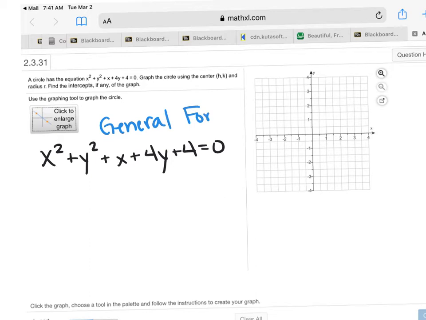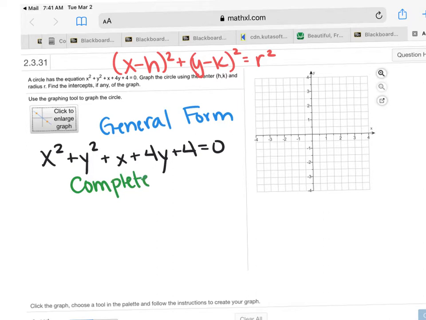If I want to write this in standard form, which is, remember, x minus h squared plus y minus k squared equals r squared, I have to do some rearranging. I'm going to do a process called completing the square. This is an algebraic technique that we can use to get perfect squares, which is essentially what circles are. They're perfect squares that we're calculating.